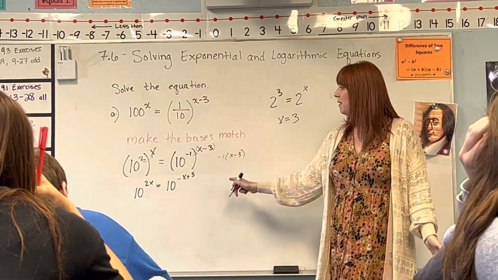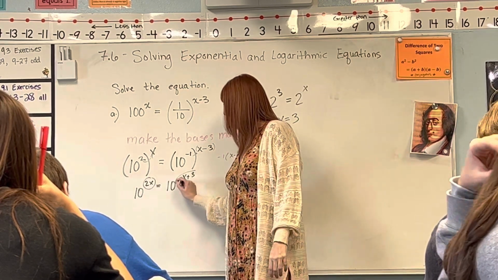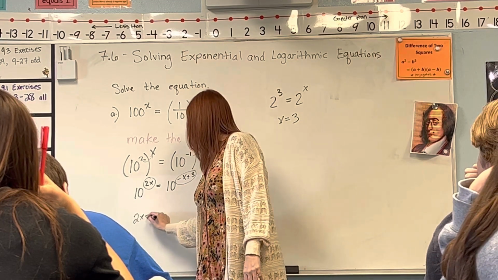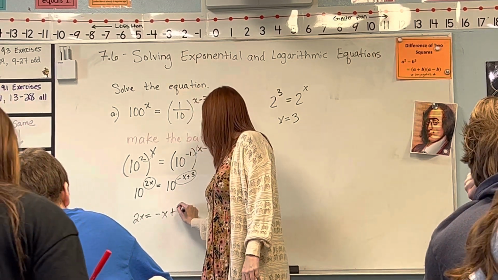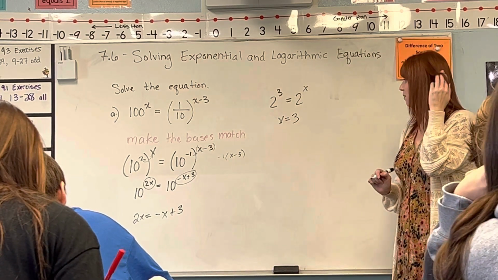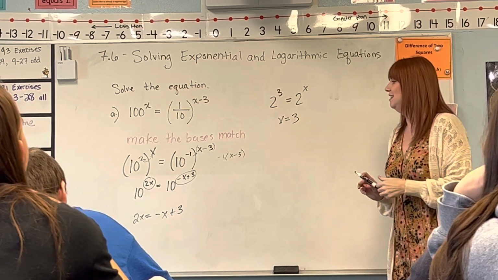Alright, now the bases match, okay? So that means that this and this have to match, right? So you could say 2x has to equal negative x plus 3, right? Solve that equation. So what do you gotta do?